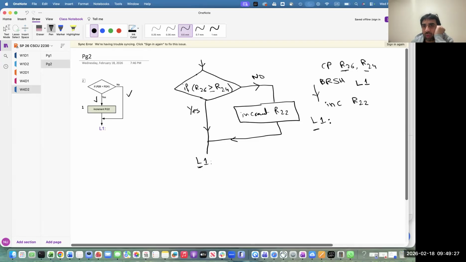Okay. So now if R26 is same or higher than R24, this instruction will not be executed. After this instruction, first this instruction will be executed, second one will be this. So if R26 is greater than R20, the third instruction that will be executed is the one pointed to by this label L1. But if R26 is not same or higher than R24, then what will happen? First this one, second one, and this will be the third one.